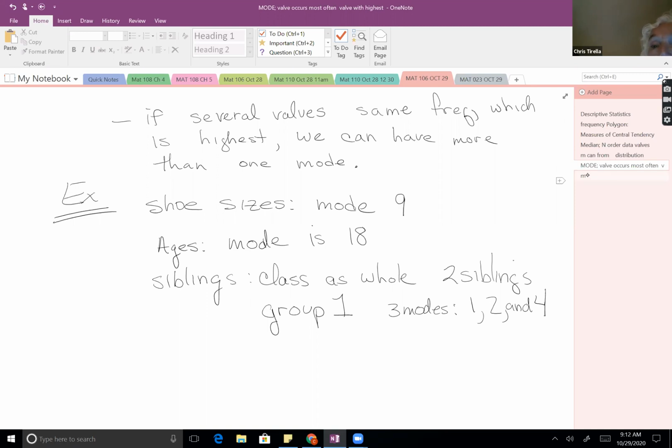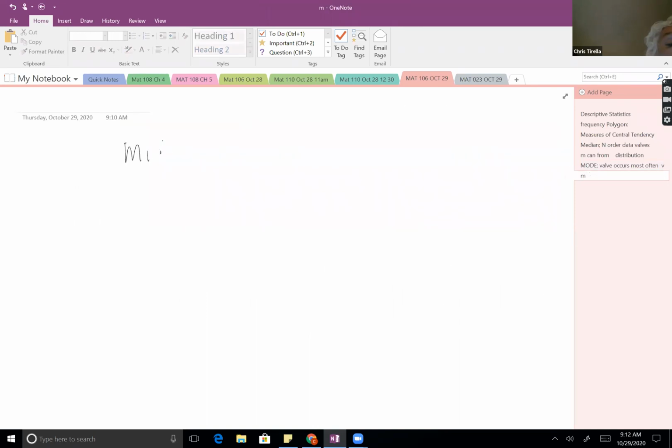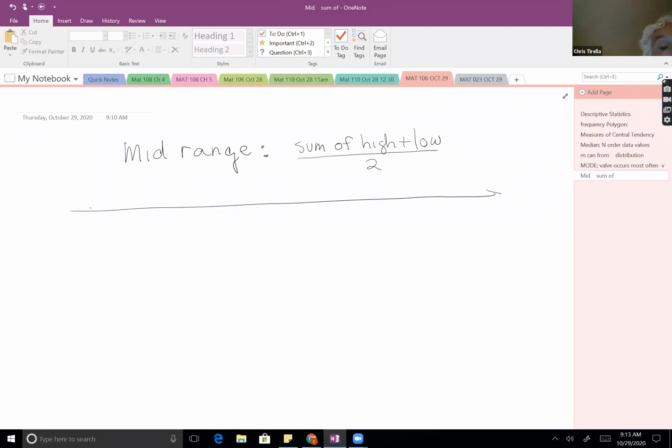And now that next one is the mid-range. And the mid-range is equal to the sum of the highest value and the lowest value divided by 2. It's as if I took my numbers and I put them on a number line. So if I look at our sizes, the lowest was 5, the highest was 14, and I wanted to know where's the middle of the line.